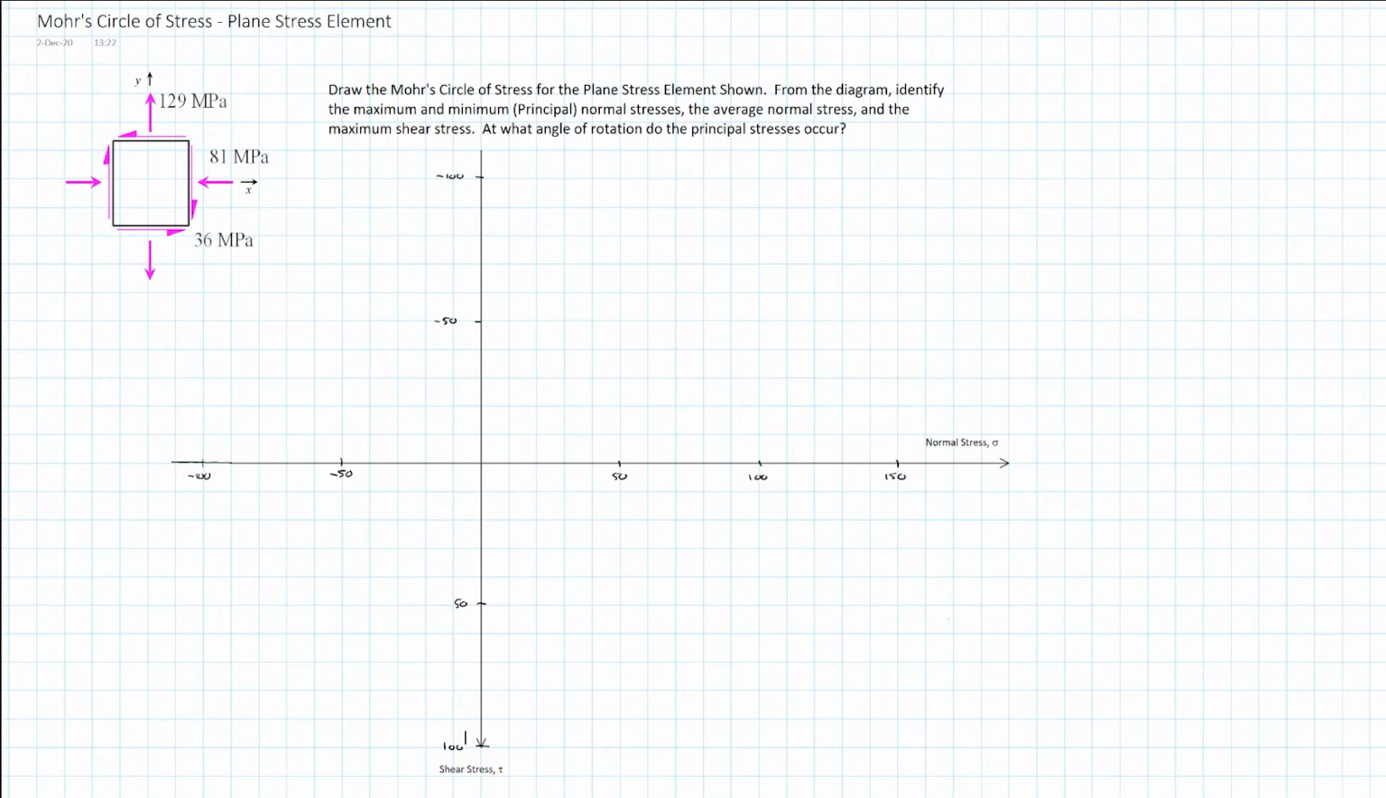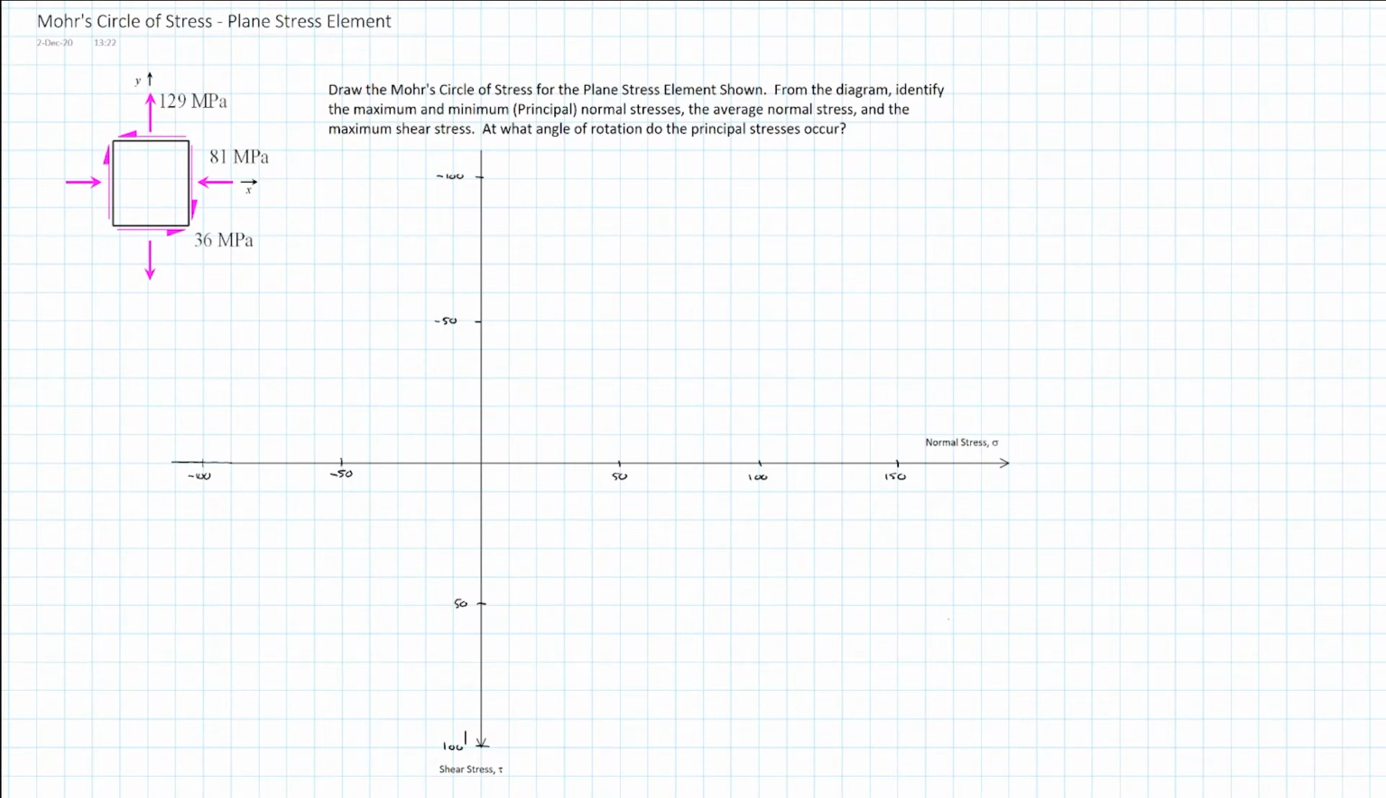And so what the question asks us then is to draw the Mohr's circle of stress diagram for the plane stress element, and then to identify on that diagram the maximum, minimum, or principal normal stresses, the average normal stress, the maximum shear stress, and to identify approximately what the angle of rotation is to the orientation that the principal stresses occur. So we're going to do it. I've already drawn out an axis that will accommodate what we need, and we're just going to step through this rather methodically.